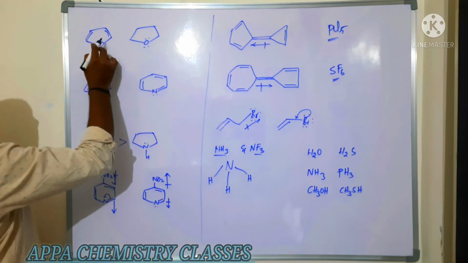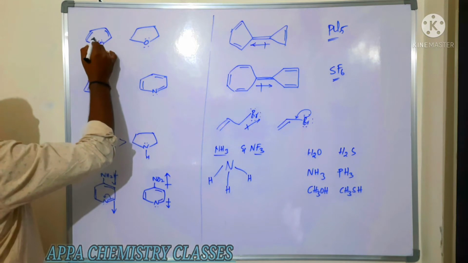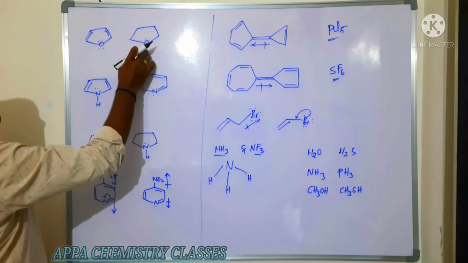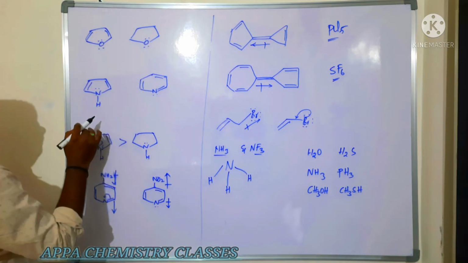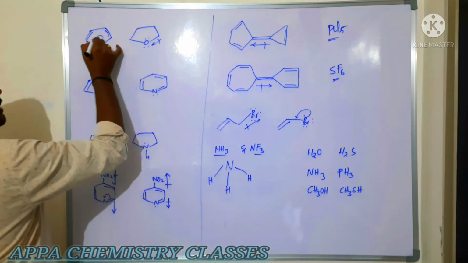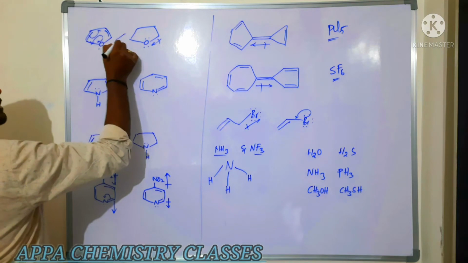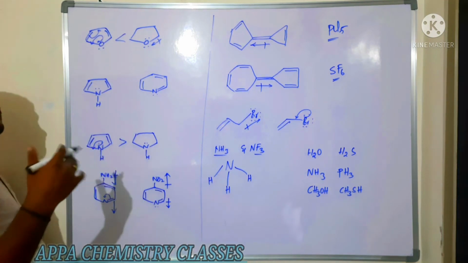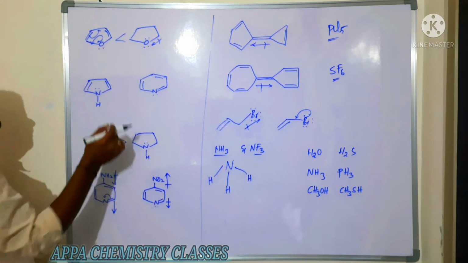Among these two, which is having more dipole moment here? Now this oxygen containing lone pairs are involved in the resonance, but whereas this oxygen containing lone pairs are not involved in the resonance. So the bond moment is in this direction, but here it is involved in the resonance. So tetrahydrofuran will have more dipole moment when compared to the furan.